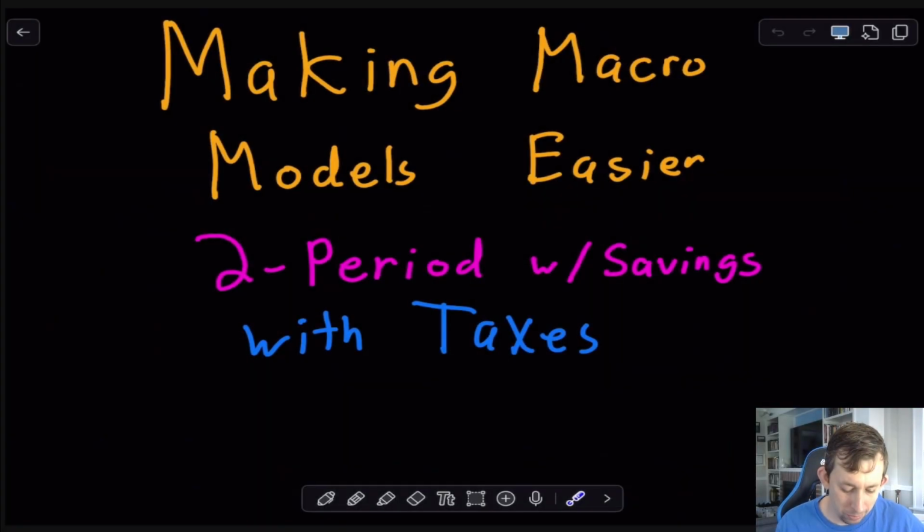We're going to continue with my Making Macro Models Easier, or sort of the micro to macro series, where I'm going to talk about a 2-period model with savings with taxes. What this is going to do is help set up a bunch of my videos on deriving the ISLM model using a 2-period model. So with that in mind, let's dive right into it. Timestamps are below if you would like to jump around.